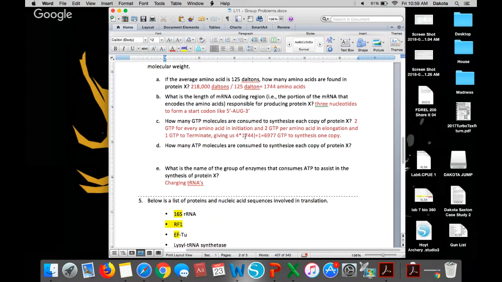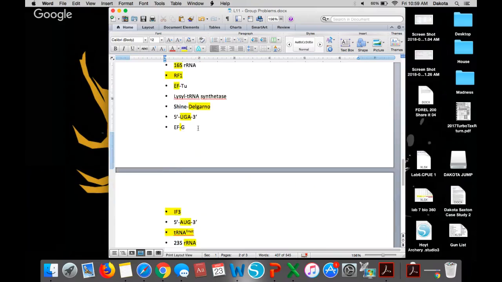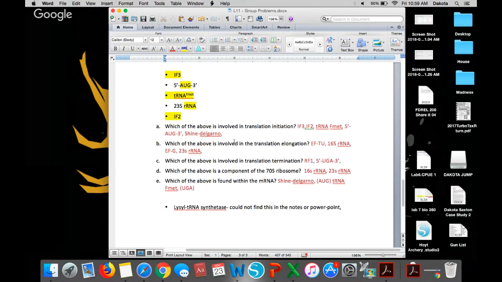Nice. For number 5, these yellow highlights just mean that I used them somewhere else so I could keep track of what I was using. So for A, which of the above is involved in translation initiation? You have initiation factor 3, initiation factor 2, the tRNA fMet, and then the 5' AUG is a start codon, and the Shine-Dalgarno is also part of initiation. What's involved in elongation, you have the elongation factor Tu, the 16S RNA, the EF-G, the 23S RNA.